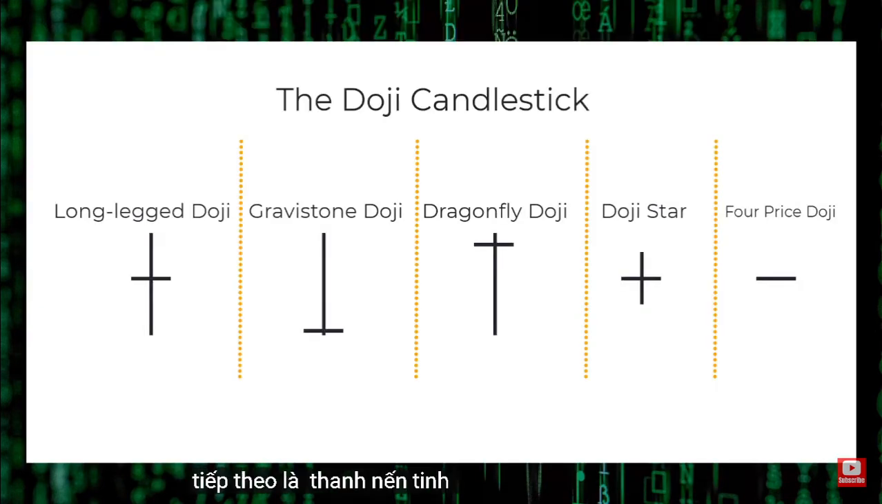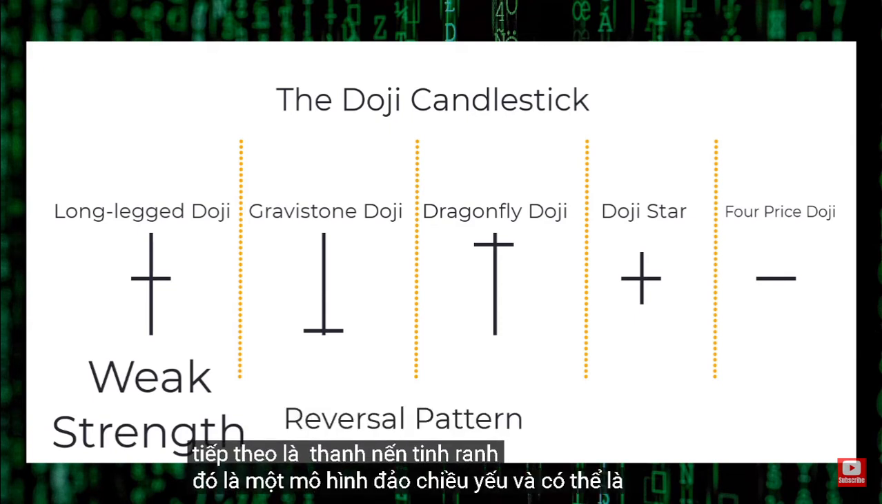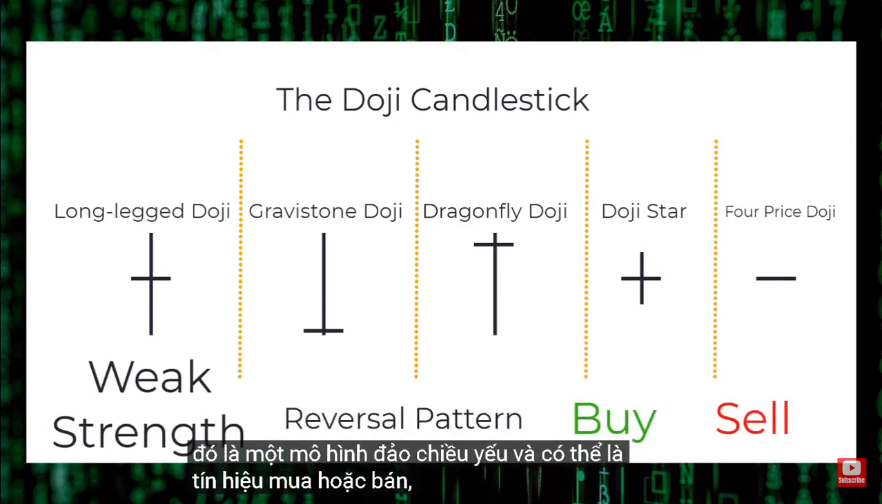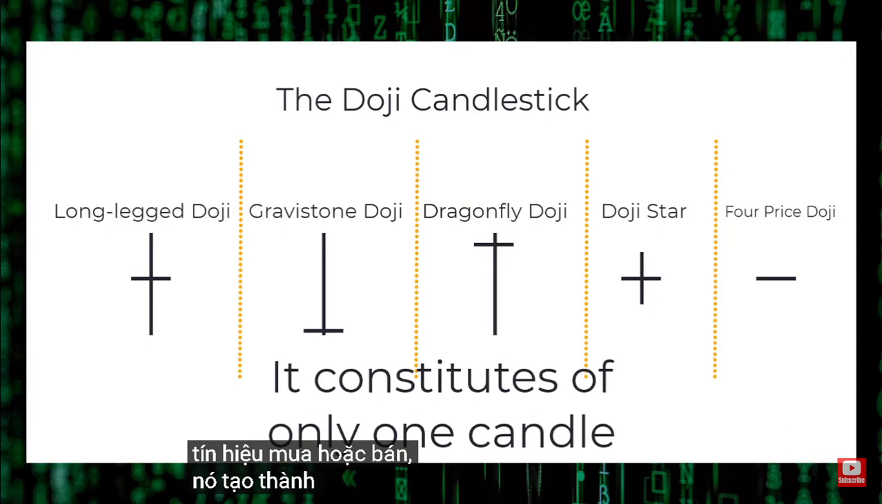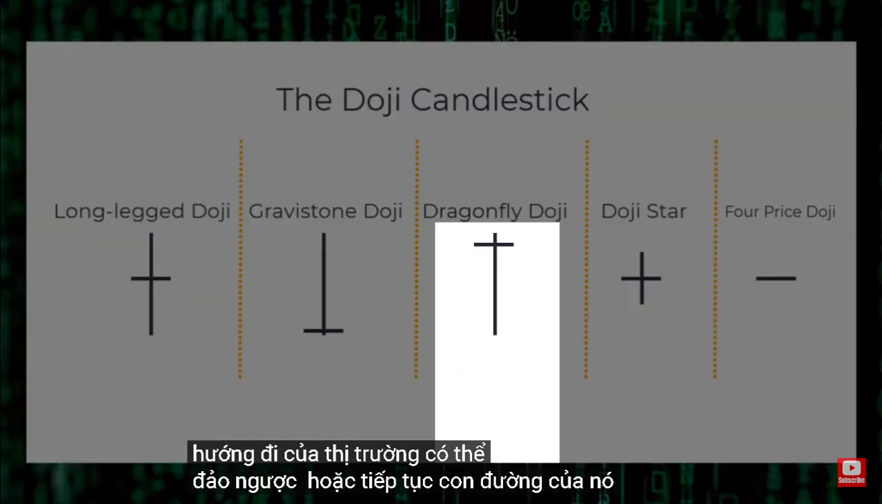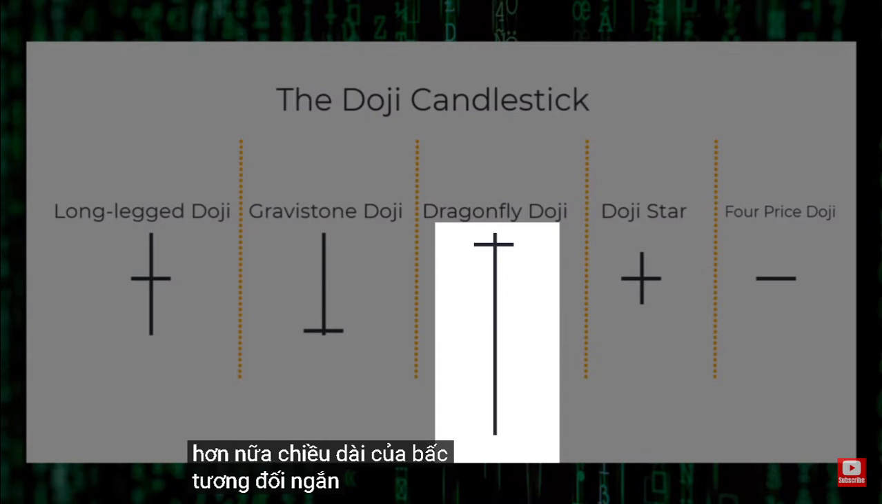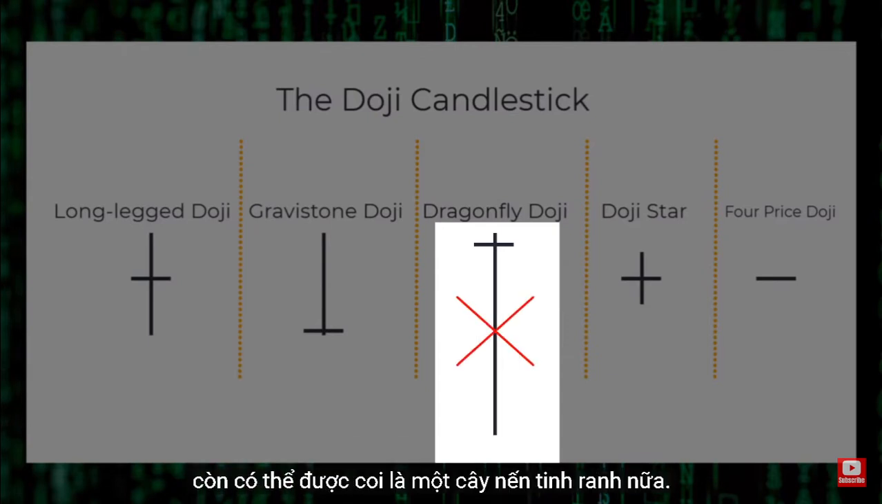Next is the dodgy candlestick. It's a weak reversal pattern and can be either a buy or a sell signal. It constitutes of 1 candle which has failed to form a body, which indicates that both the buyers and the sellers got exhausted, and the direction of the market might either reverse or continue its path. Furthermore, the length of the wick is relatively short. If the wick is too long, then it no longer can be considered a dodgy candlestick.